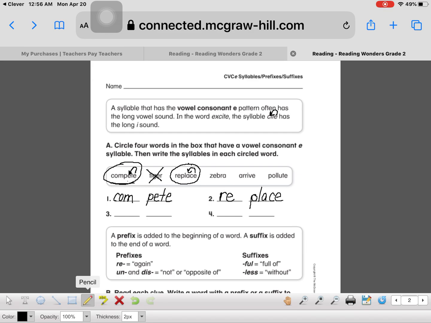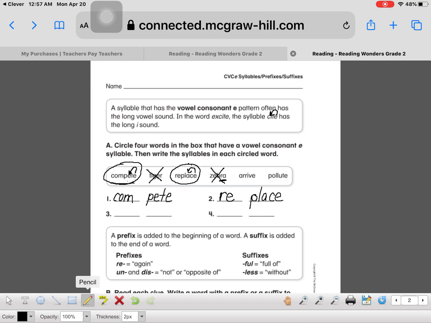Okay, moving along. Let's look at the next word, zebra. Let's break it apart. Zebra. You said what? Oh, yes, yes. The E in zebra does say E, but do you see any super E, magic E, silent E at the end? Nope. So this one does not follow. Okay, let's look at the next one.